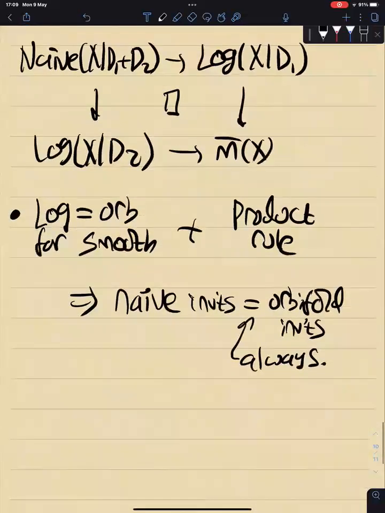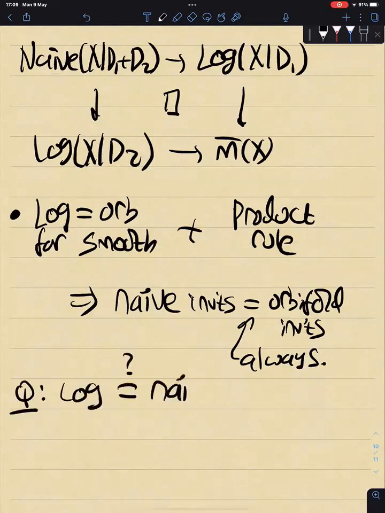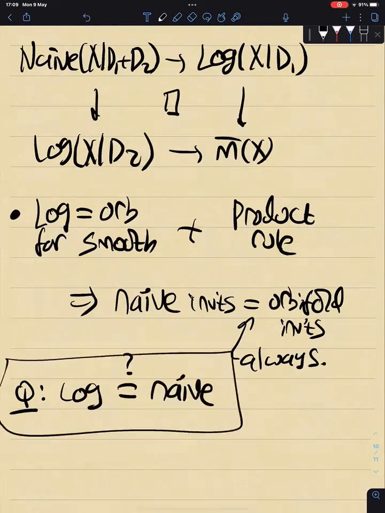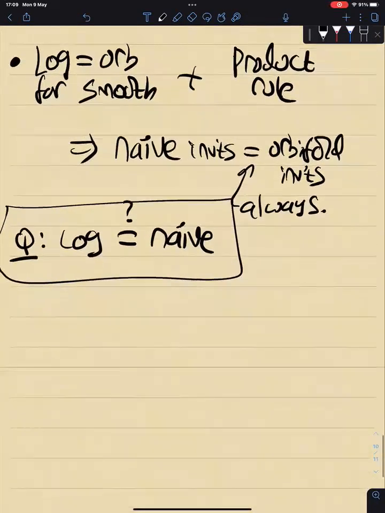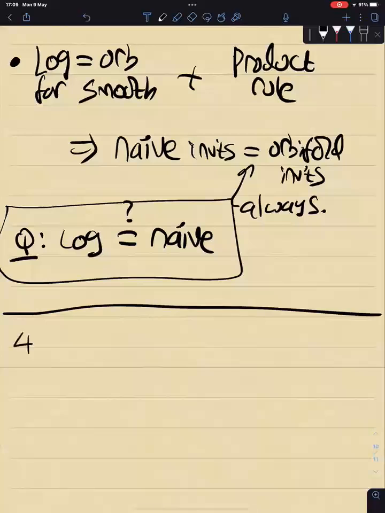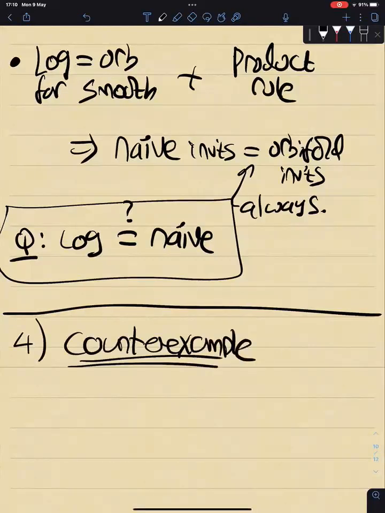Consequently, for the purposes of comparing the orbifold to the log theory, the question becomes, how does the naive theory relate to the log theory? So does log equal naive? This is the way that we like to rephrase the question, because this is something we can work with more concretely. So with that set up, now I can talk about the counterexample. Maybe I'll just pause for questions.